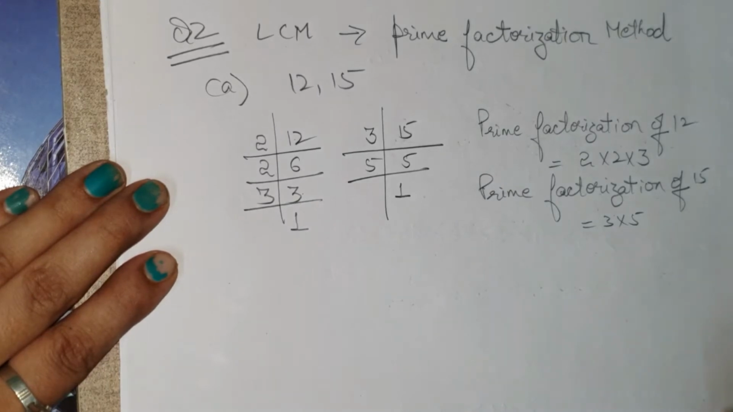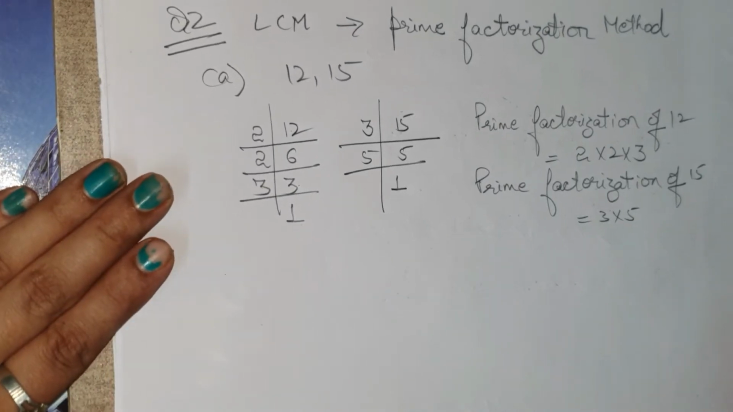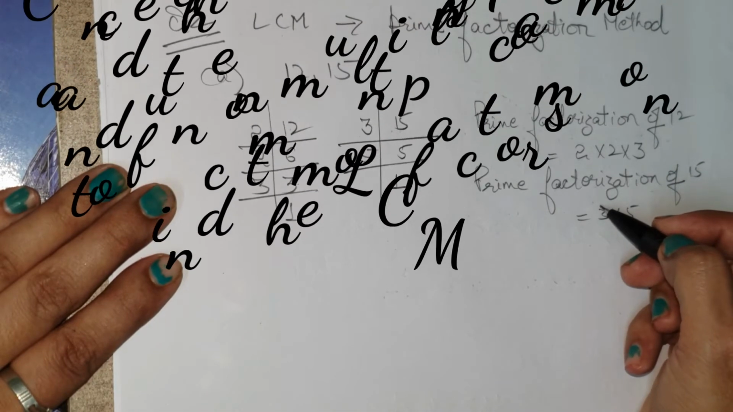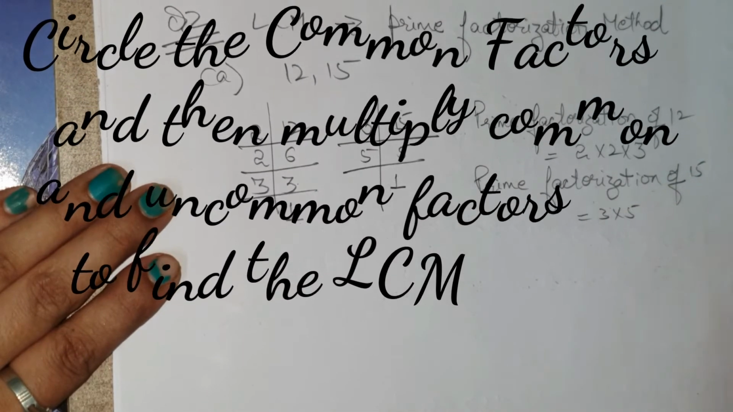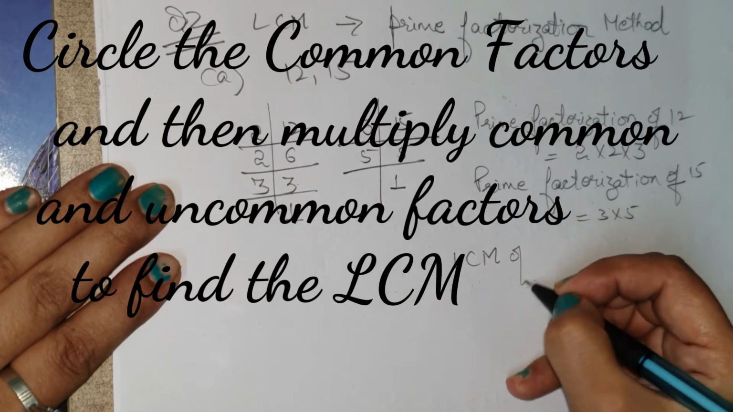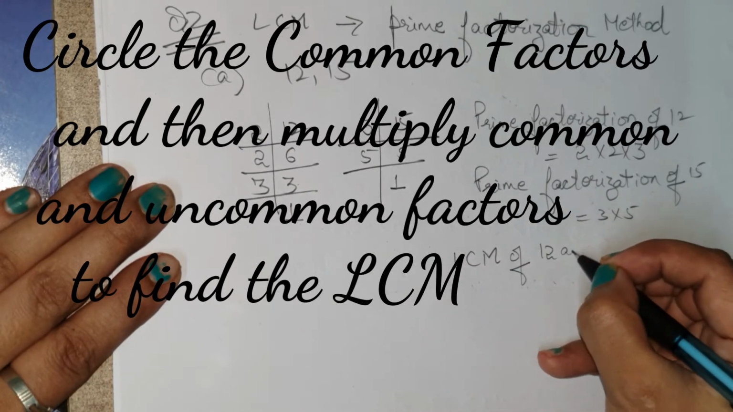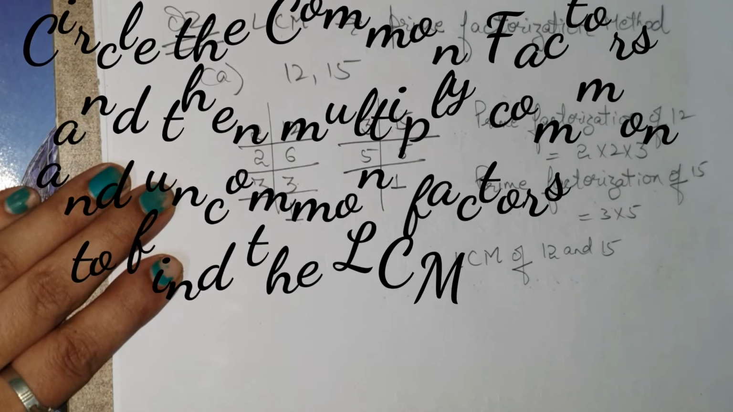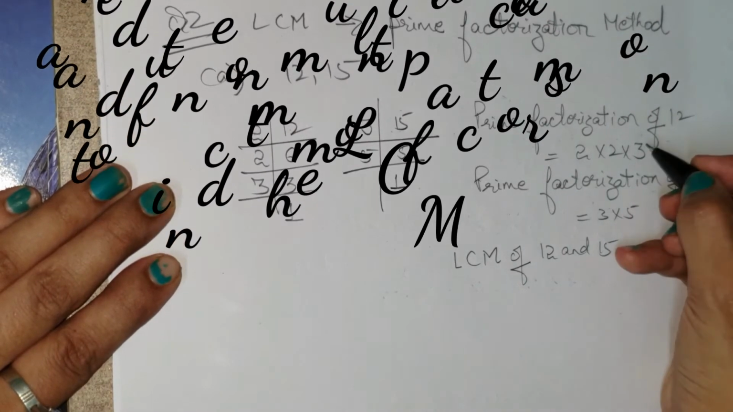Okay. Now when I was explaining HCF, at that time I told you that you have to take only the common numbers and then multiply. But in LCM, what is the difference? LCM of 12 and 15. Here we will be finding the LCM of 12 and 15, and to find it you have to take firstly the common one.